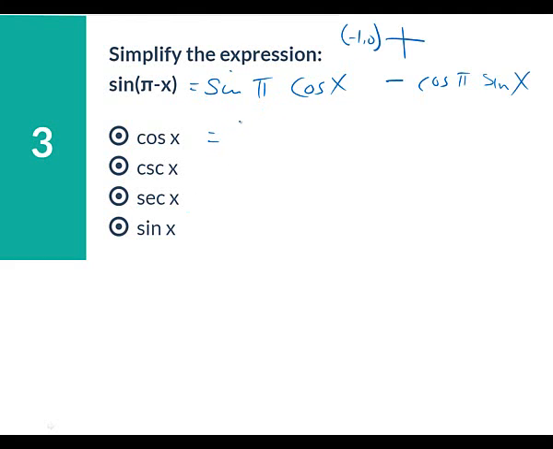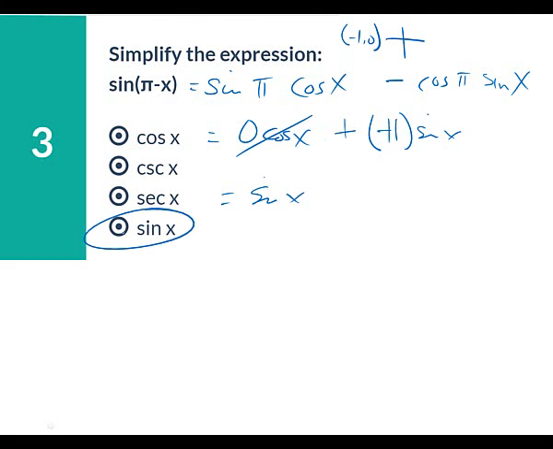What's the sine of pi? It's 0, isn't it? All right. And what's the cosine of pi? -1 sine x. Okay, double negative is going to go what? Positive. So this wipes out, and we've just got sine x, right?